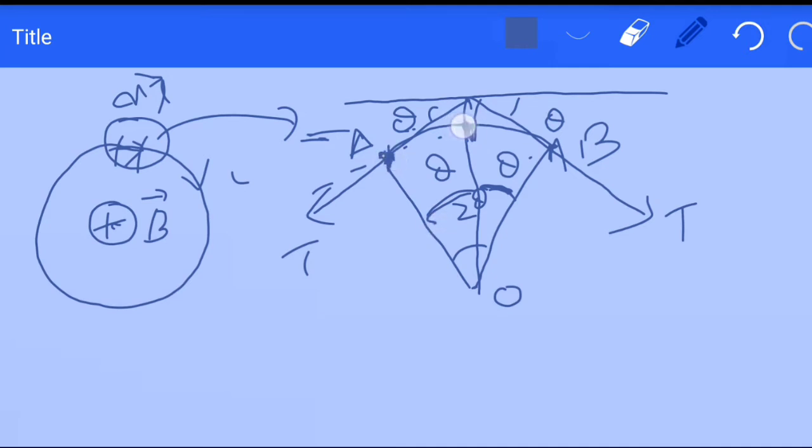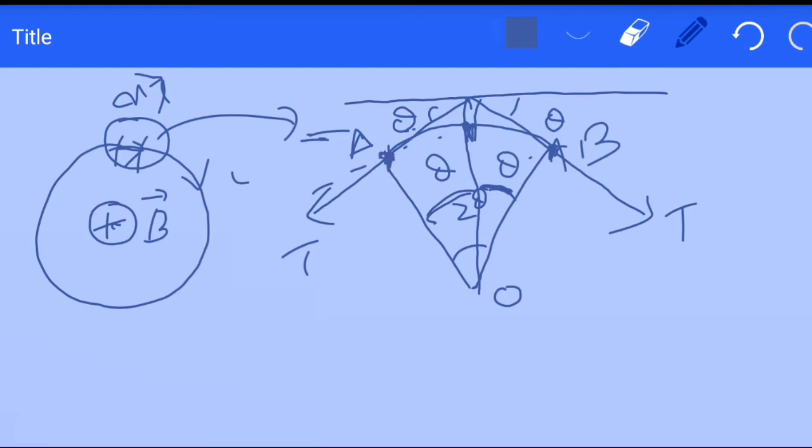So A comes to this position, B comes to this location. So this tension which I have drawn like this, it will become like this, in the horizontal direction. If it becomes horizontal, then the angle with the horizontal will be 0.